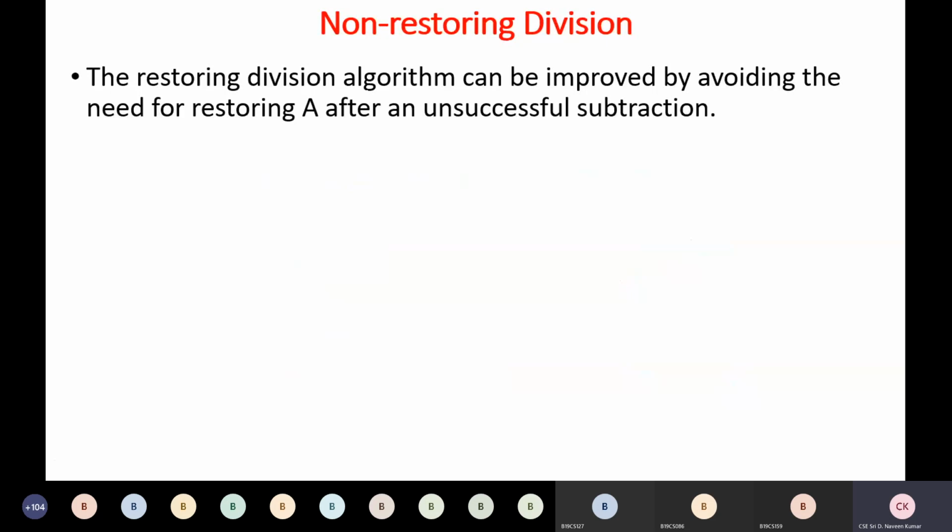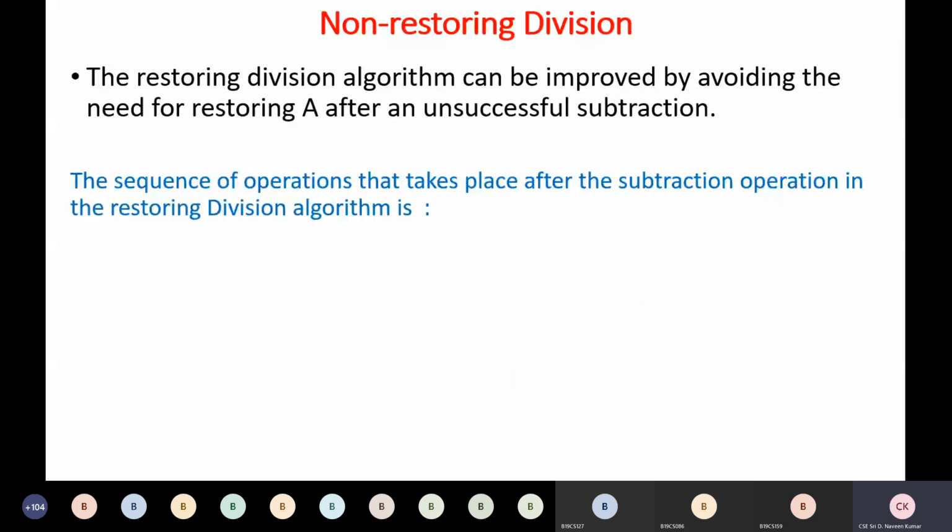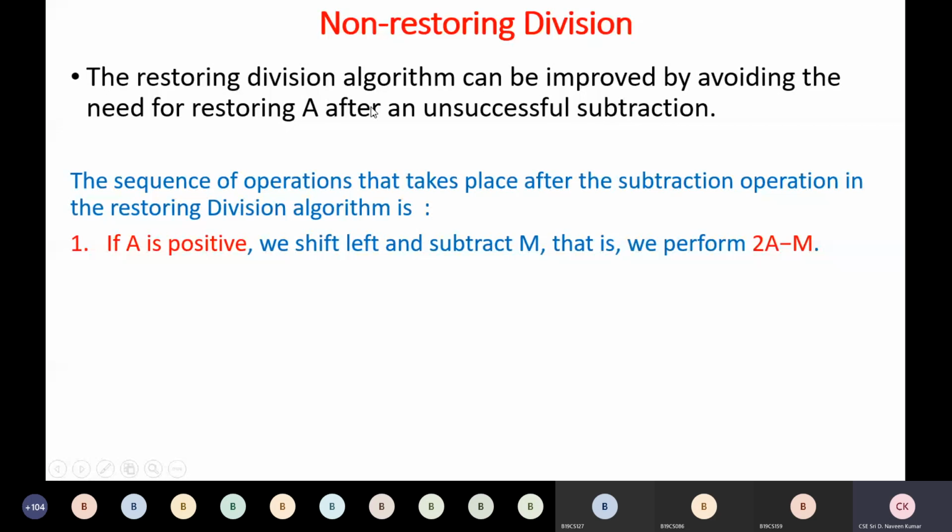So this is circuitry implementation. Next we have non-restoring division. We will wind this up in another 5 to 10 minutes. That's it. So non-restoring is related to restoring.